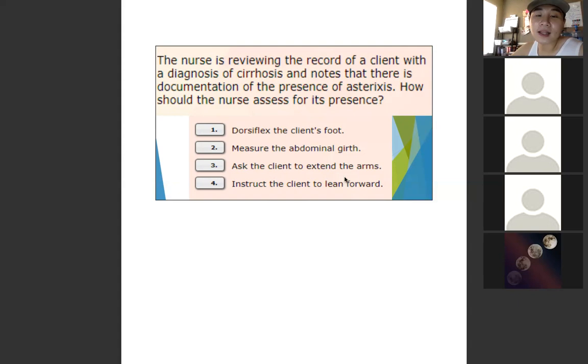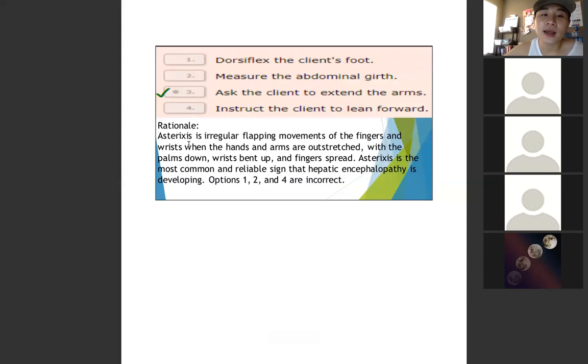It's correct. So asterixis is irregular flapping movement of the fingers and wrist when the hands and arms are outstretched, with the palms down, the wrist bent up, and the fingers spread. So asterixis is the most common and reliable sign that hepatic encephalopathy is developing. So perfect, good job, you guys.